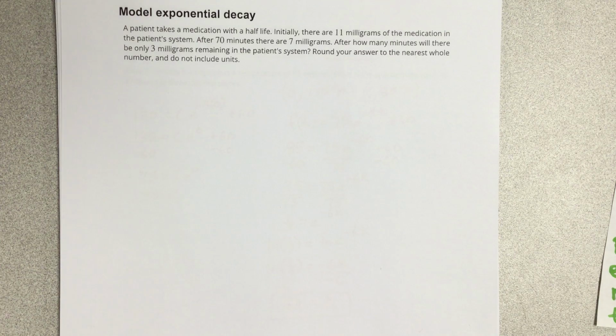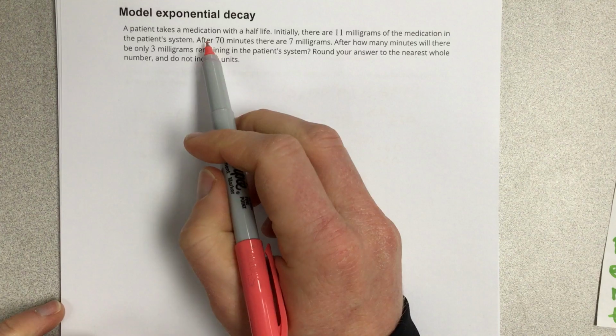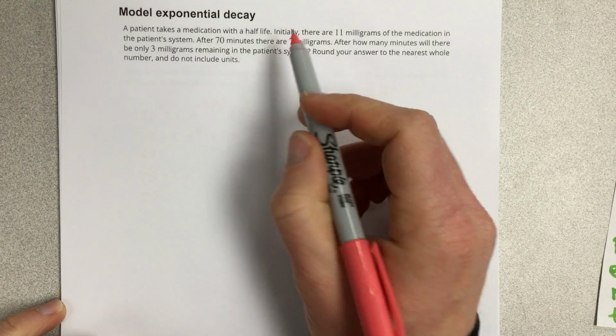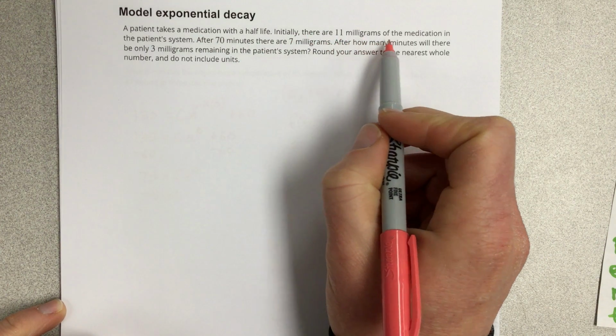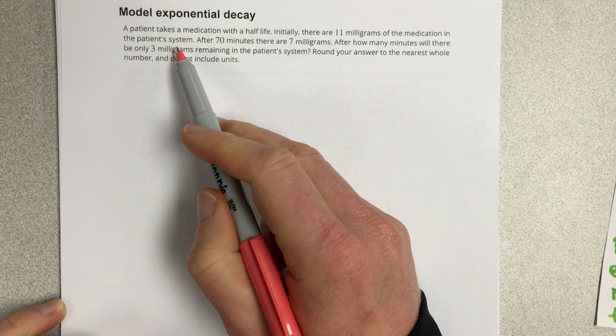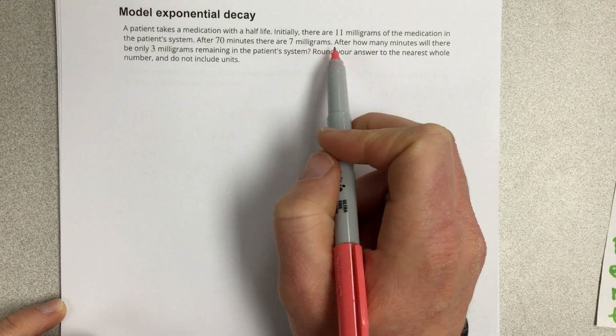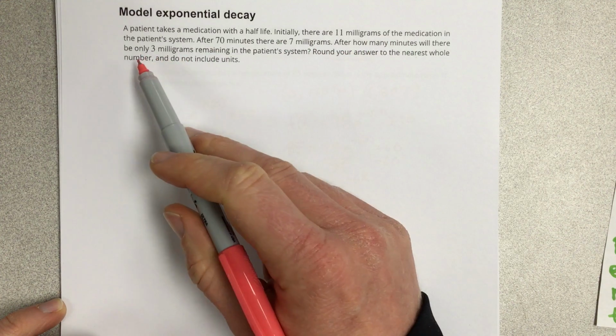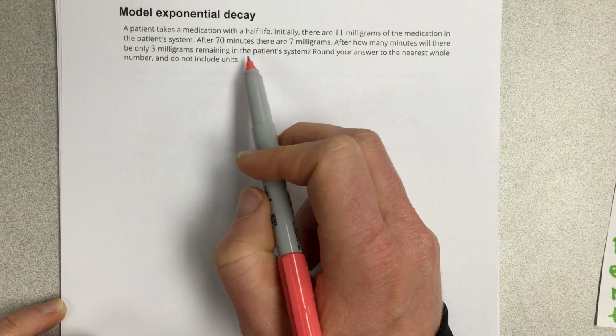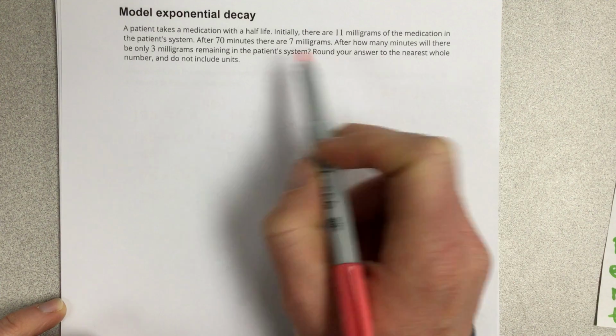In this video, we're going to model exponential decay. It says a patient takes a medication with a half-life. Initially, there are 11 milligrams of the medication in the patient's system. After 70 minutes, there are 7 milligrams. After how many minutes will there be only 3 milligrams remaining in the patient's system? Round your answer to the nearest whole number.